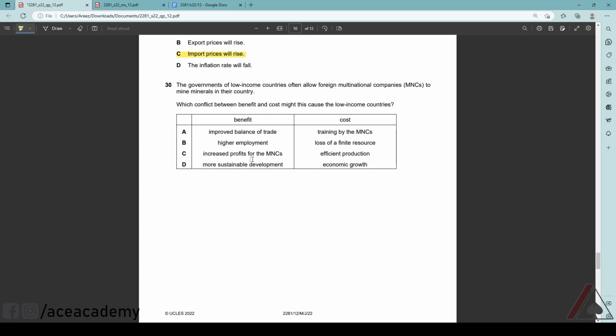C is increased profits for the MNCs. That's not a benefit to the country, so C is not your answer. D, more sustainable development. This is, however, not true, right? If you're getting development through multinational companies mining finite resources in your country, that's not sustainable development. That's a non-sustainable form of development, and that is not a benefit. So it's not D. Your answer for number 30 would be B.